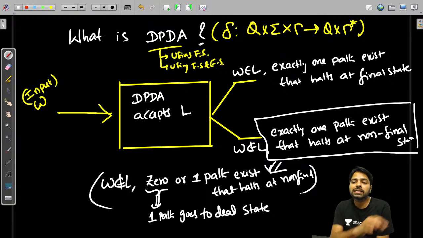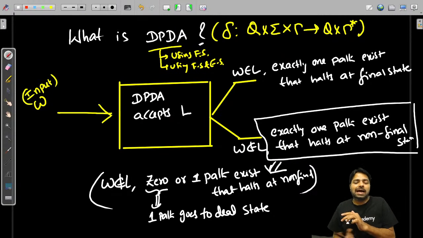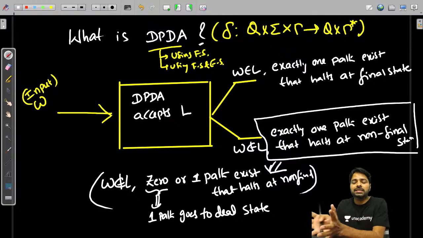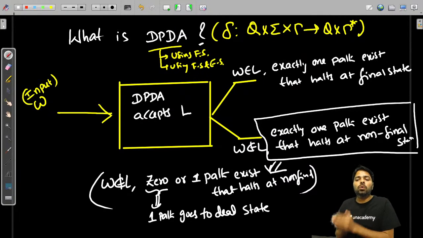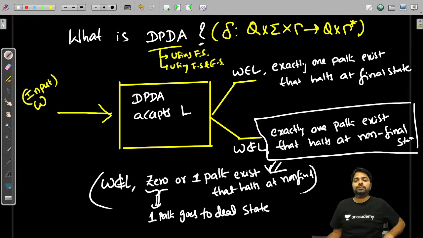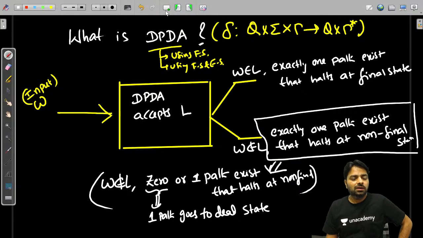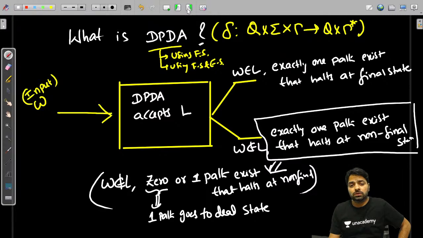If you want to use the final state, the definition is over because this is the standard one. If you also want to use empty stack, then say that exactly one path exists that halts at final and also makes empty stack. That's all. Just add one more condition: the string belongs to L and makes empty stack. Is that point clear? Do you want it or not, when the string is valid? I'm not going into that now. The differences I will talk about slowly.